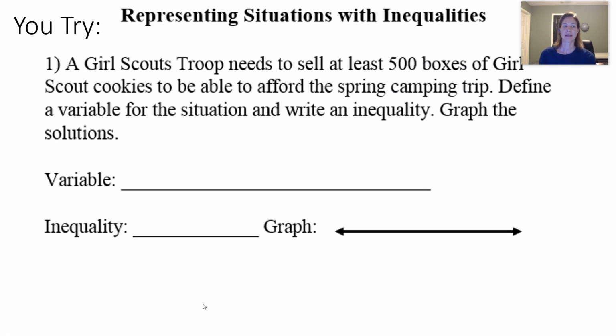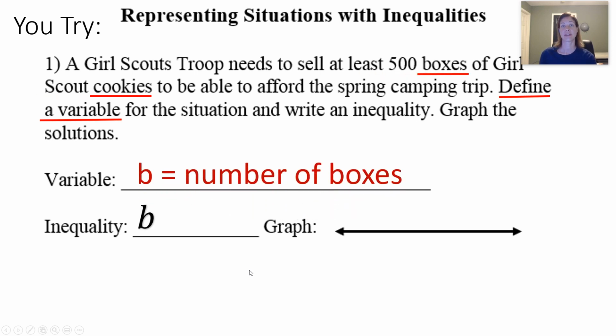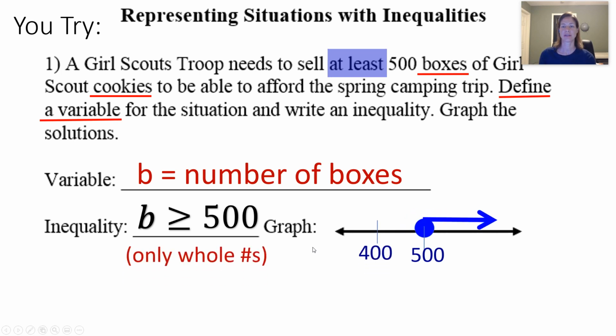Please read the problem and think about what the variable could represent. So on this one, we have boxes of Girl Scout cookies. So you could use B for boxes or C for cookies. I use B for the number of boxes. So the inequality, what would that look like for this one? They need to sell at least 500 boxes. So therefore, at least means they need to be 500 or more. And to graph it, shaded in circle at 500, greater than would point then to the right.